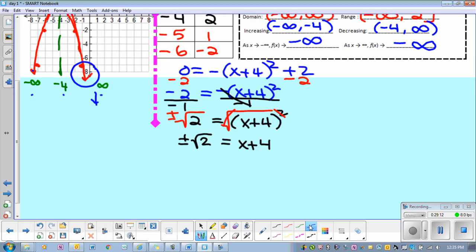But I didn't solve for x yet. I have to subtract the 4. And when you add or subtract something, and there's already a plus or minus on the other side, this guy has to go in front. So x equals negative 4 plus or minus square root 2.